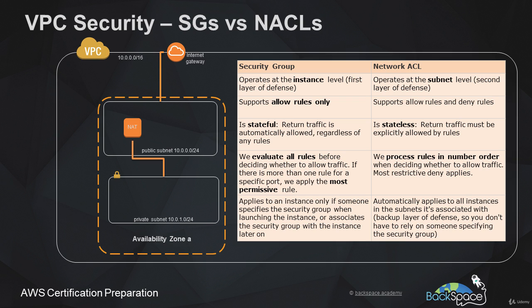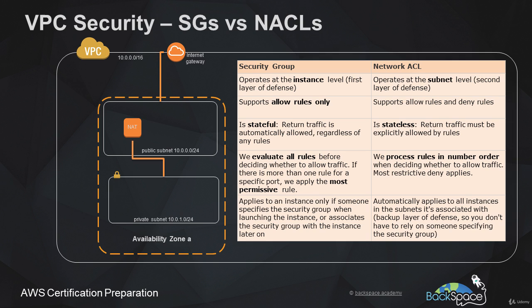It applies to an instance only if someone specifies that security group when launching the instance, or associates that security group to the instance later on after it's been running. Network ACLs operate at the subnet level and provide that second layer of defense. If you have a poor security group, that instance will still be controlled at the subnet level by a network access control list if it's there. It supports both allow and deny rules, and it's stateless. So return traffic must be explicitly allowed by the rules, otherwise it will not happen.